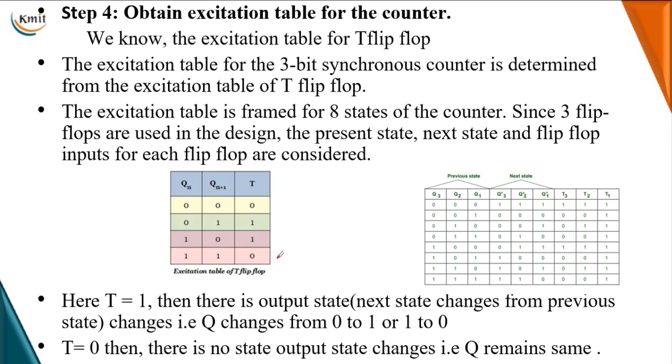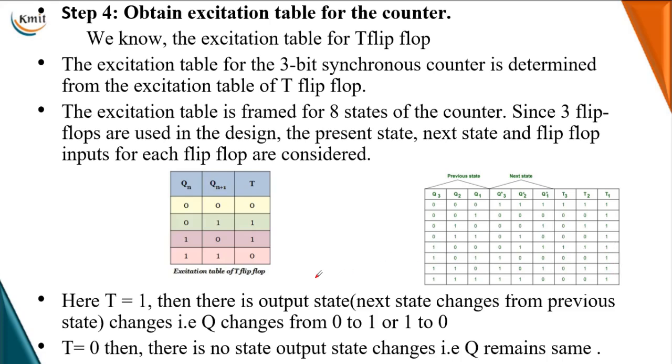Based on this state diagram, let me draw the excitation table of present state, next state, and their excitation inputs using the excitation table of the toggle flip-flop. Since I preferred a toggle flip-flop, if the present state toggles at the next state, then the toggle input is 1. If the present state continues as the next state, the toggle input is 0. So based on that we wrote the toggle flip-flop inputs: T3 for the third flip-flop, T2 for the second flip-flop, and T1 for the least significant bit.